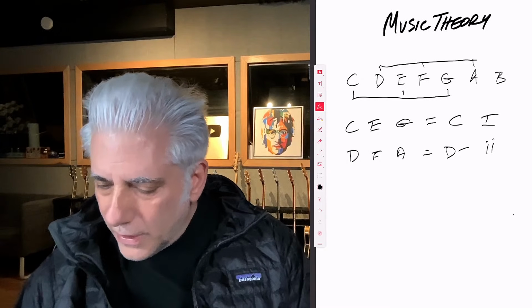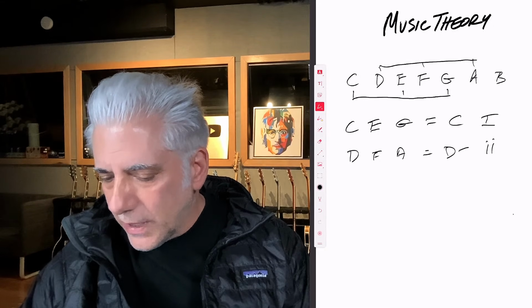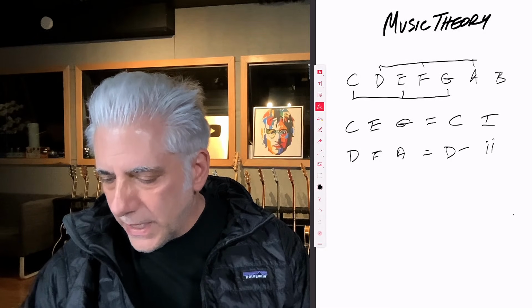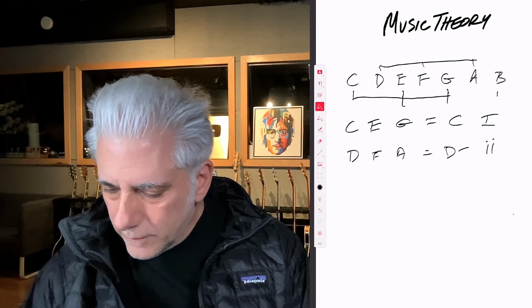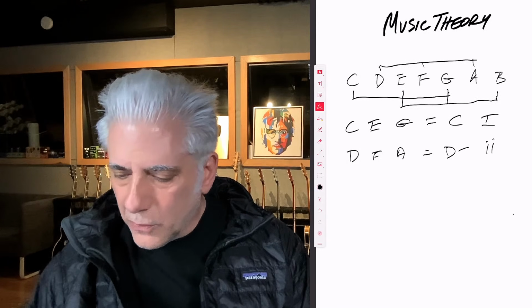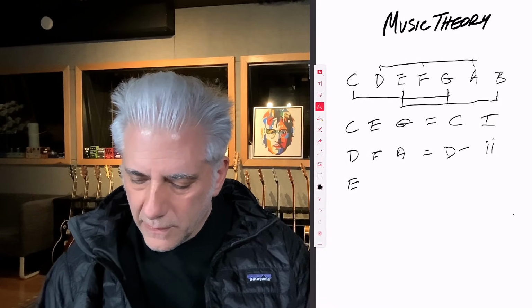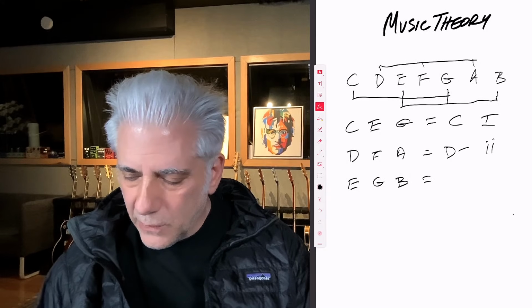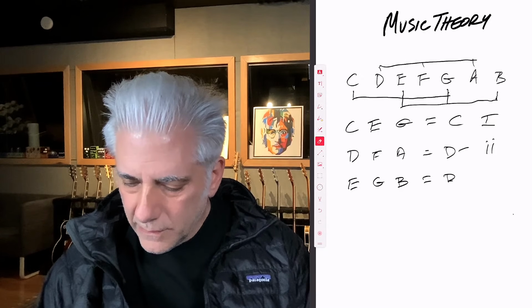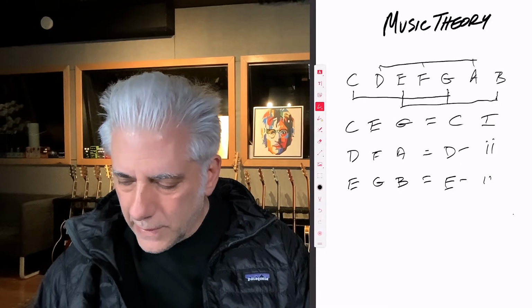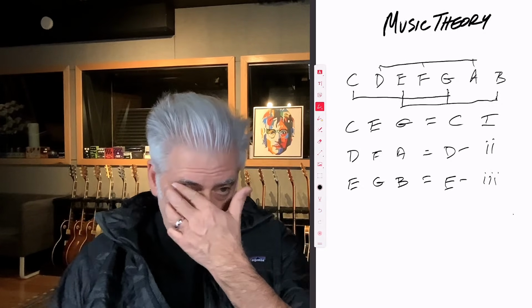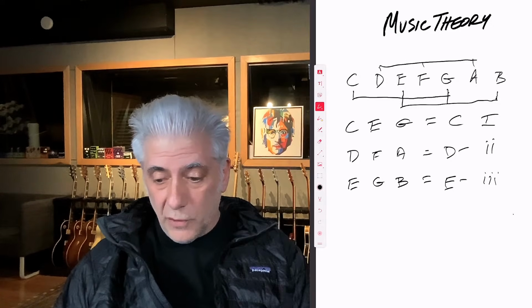If I go to the next chord, E minor, you get E, G, B. Okay, that's an E minor chord there. That's the 3 chord in the key of C. So E, G, B equals E minor, right? And I put this minor 3 chord. That's for analysis, these Roman numerals.